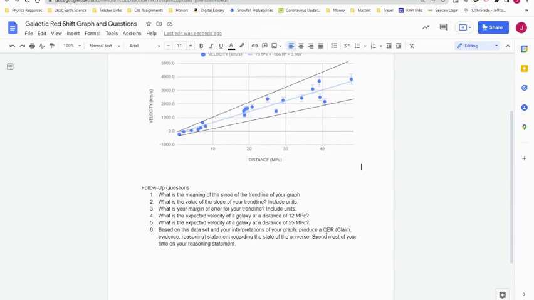And then you're going to write a brief CER regarding the state of the universe. When I say state of the universe, I mean, what do we know the universe is doing, and how does this provide evidence that the universe is doing that thing?